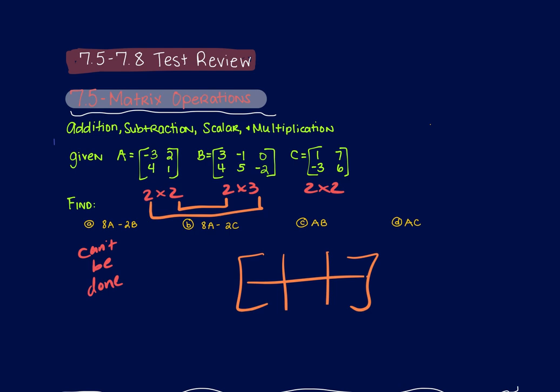And then I do row 1, column 1, row 1, column 2, row 2, column 1, row 2, column 2, like that.